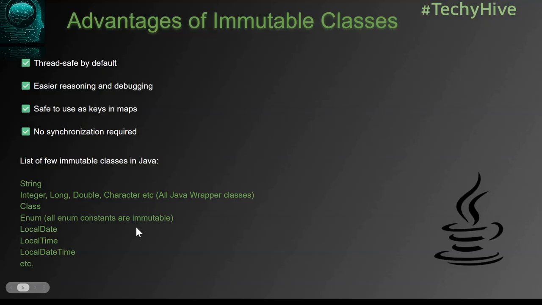Enum, all enum constants are immutable. LocalDate, LocalTime, and LocalDateTime. So there are many other classes in Java which are immutable, but this is a small list of the immutable classes in Java.